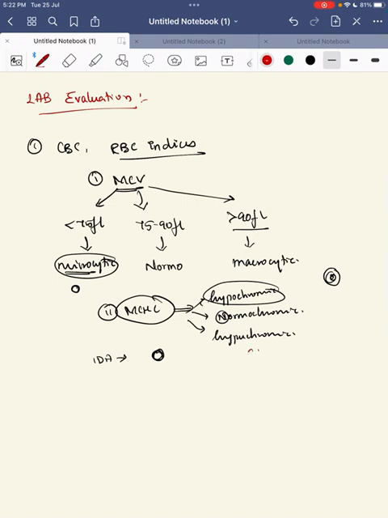The RBCs will be compact, full, with no pallor, with absence of pallor. That is in hereditary spherocytosis. I'll show you the images. Okay, next you have to look for retic count.